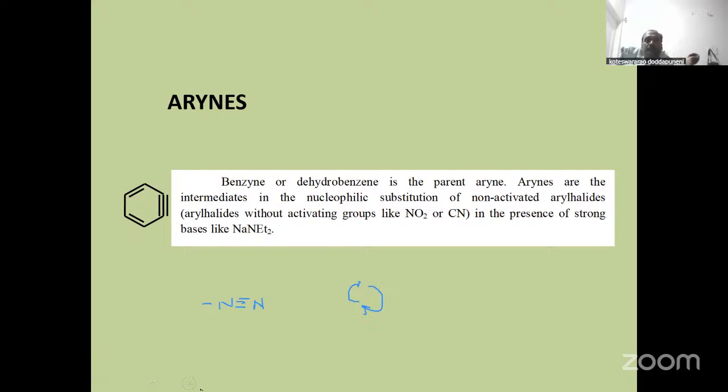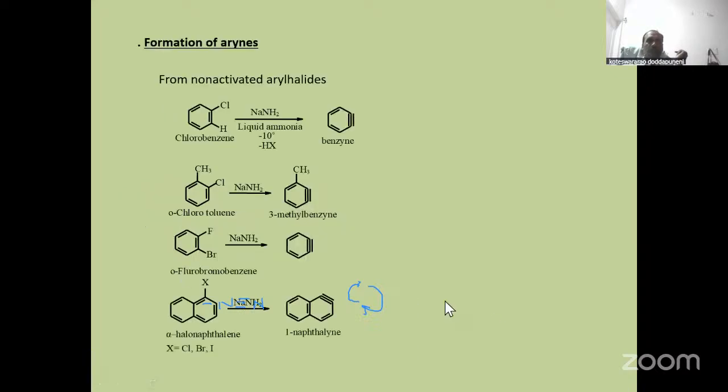Non-activated aryl halides, that is, aryl halides without activating groups like NO2, cyanide, or nitrile groups, in the presence of a strong base like sodium diethylamide. How are they formed? Formation of arynes from non-activated aryl halides.